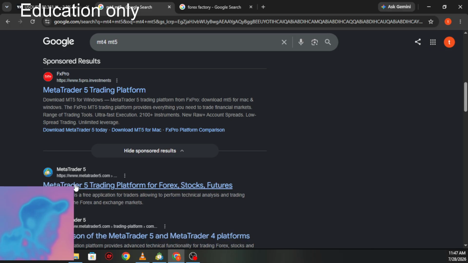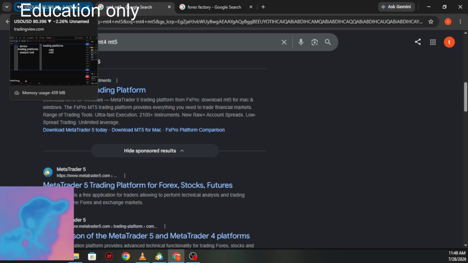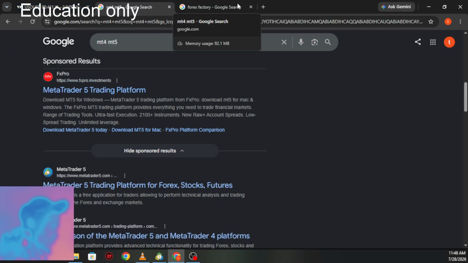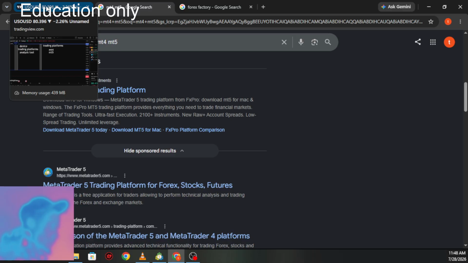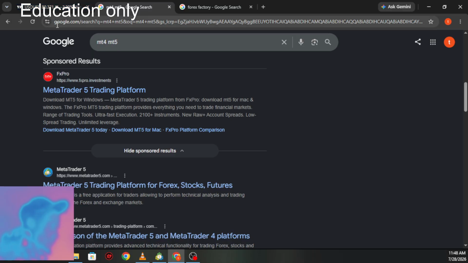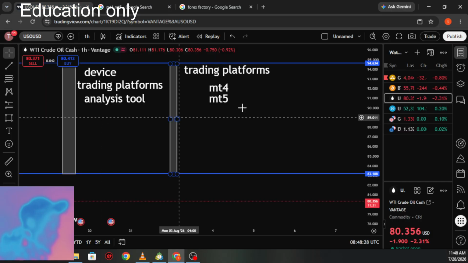So these are the trading platforms. Okay, those are the main trading platforms, MT5 and MT4. And going to the other ones, we have some things like Binance, we have some things like Gate, but those are used in crypto. Okay, but we are not going to talk about crypto today. We're just talking about forex.